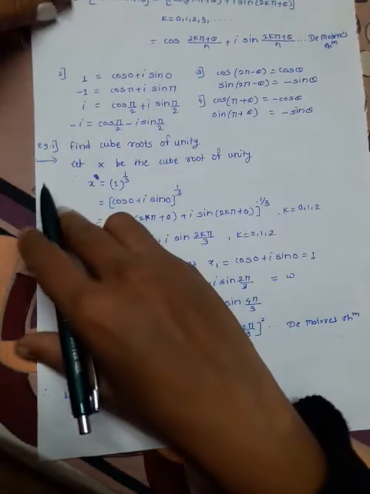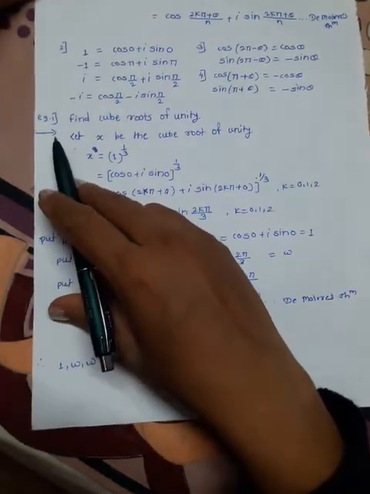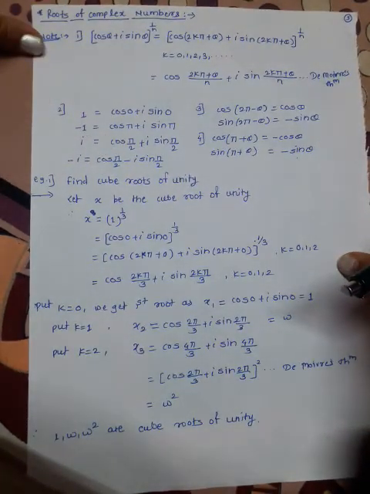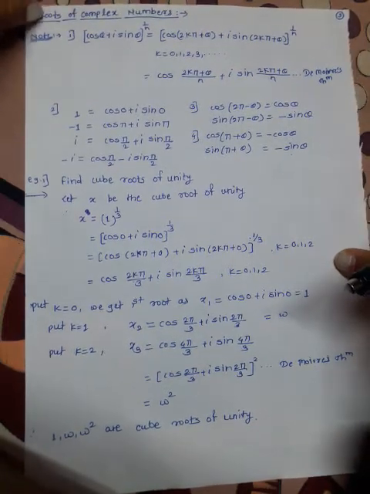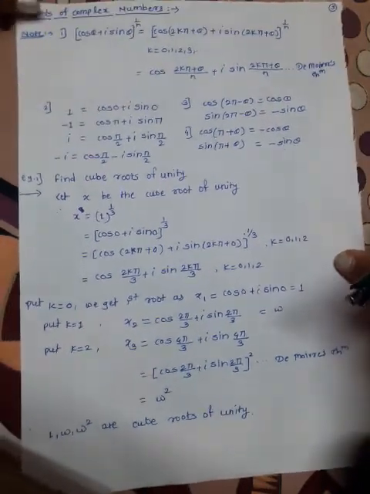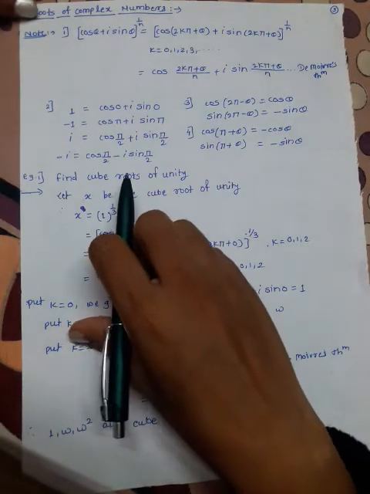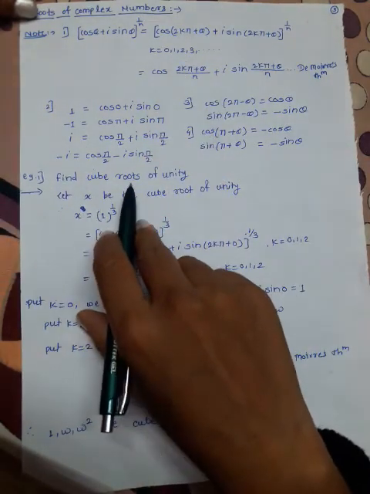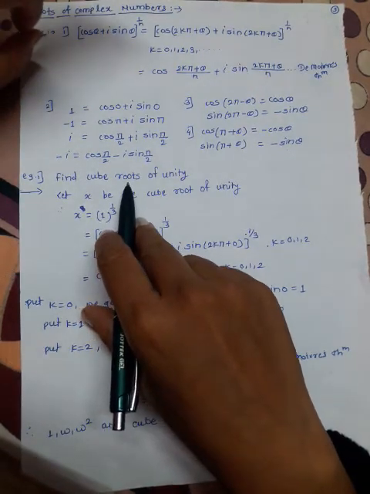Now let us start with the first example of roots of a complex number. We have seen these notes before in the last lecture. Now let us start with the example. Simple example: find the cube roots of unity. Unity means 1. We have to find the cube root, meaning 3 roots of the unity.